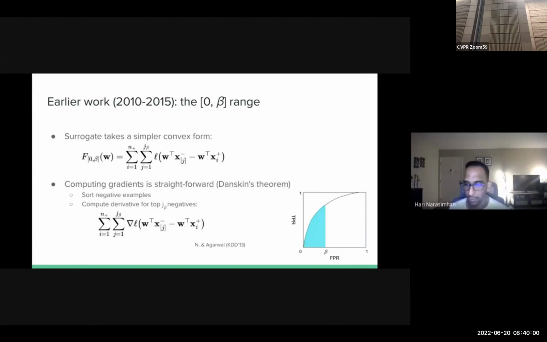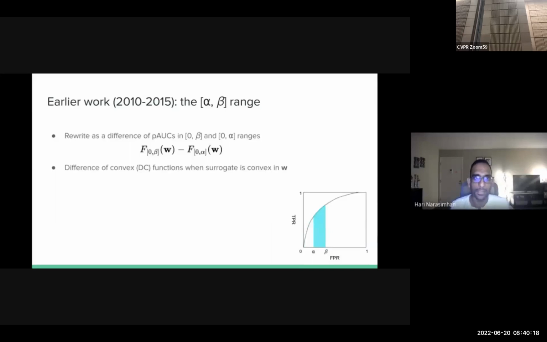Now, this simple approach of replacing the indicators with convex losses and applying gradient descent doesn't quite work out well for the more general definition of the partial AUC. So if you're interested in the partial AUC with the false positive rates restricted to a general alpha beta range, then this simple trick doesn't work. In this case, one approach could be to write the partial AUC loss as a difference of two terms. One being the partial AUC loss in the 0 to beta range, the other being the partial AUC loss in the 0 to alpha range. Each of these surrogates we know are convex in the model parameters, assuming a linear or kernel model. And now what we end up with is an objective which is the difference of two convex functions.